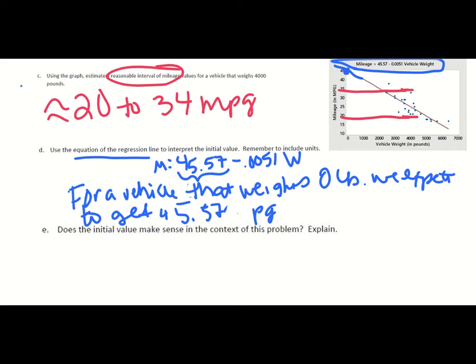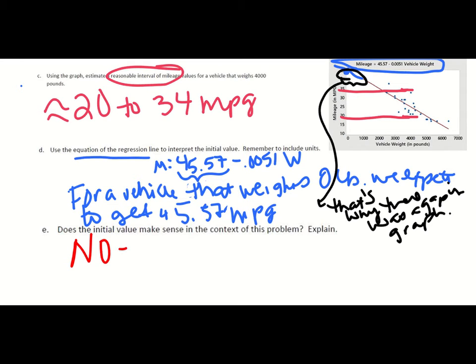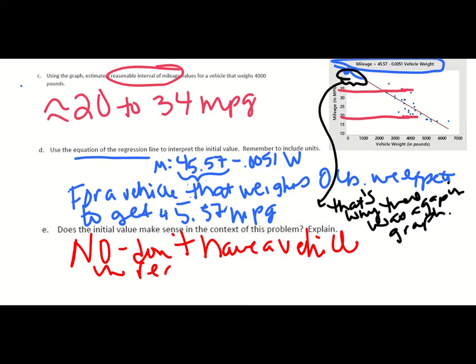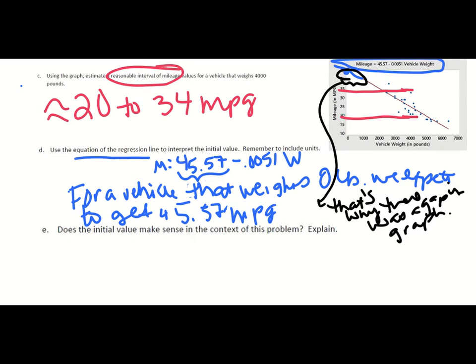Oops, I guess that's what E means. Sorry, I didn't even read ahead. It says, does this make sense in the context of the problem? No, you don't have a vehicle in the real world that weighs 0 pounds. A vehicle can't weigh 0 pounds.